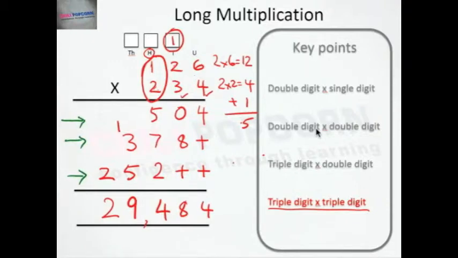Now that's quite a long process. Remember, we have to multiply each of these out, the units by the tens, units, and hundreds. Then we multiply out the tens to the units, the tens, and the hundreds.